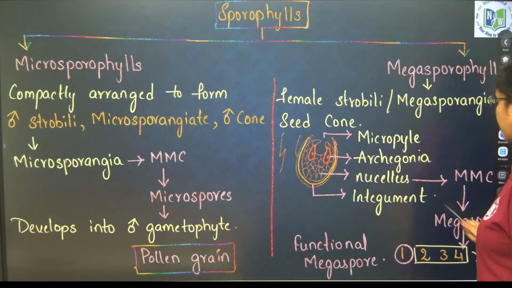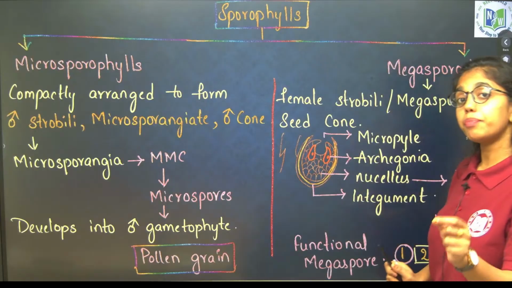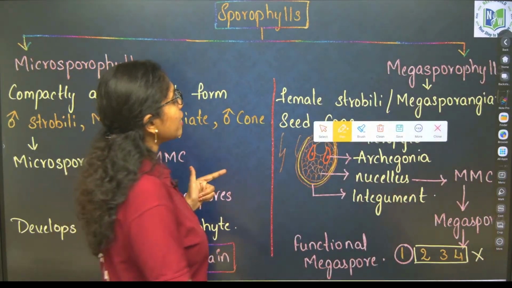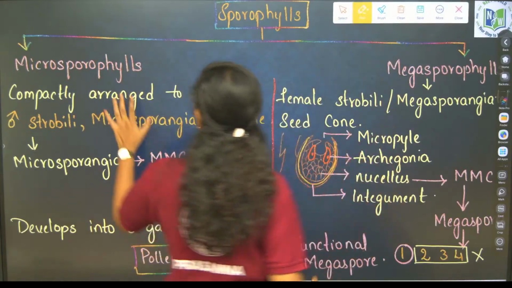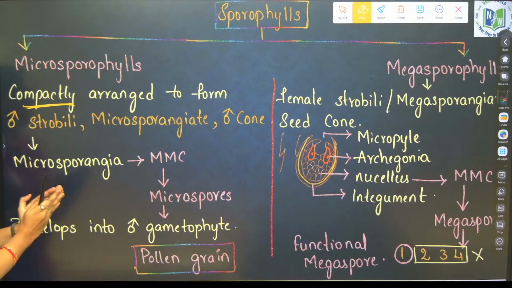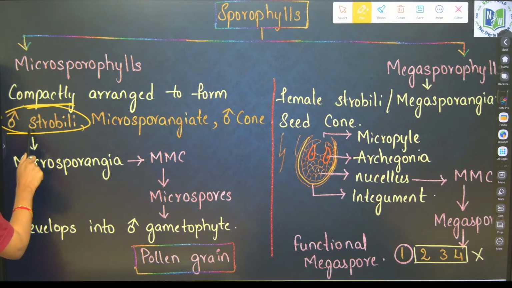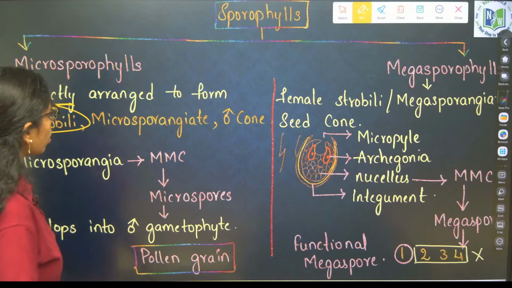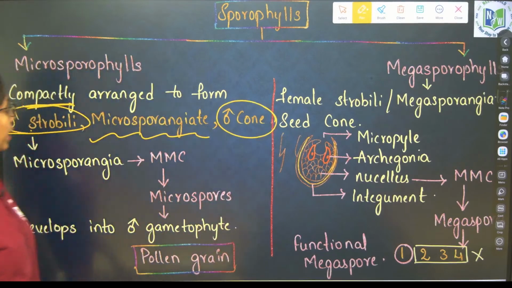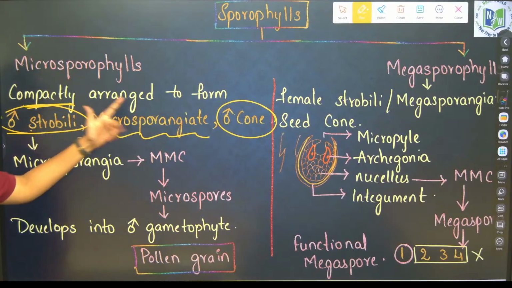Sporophylls, we have two types based on the type of spore it is carrying. We have microsporophylls and megasporophylls. Microsporophylls are compactly arranged to form what? Male strobili. Male strobili is also called microsporangiate or male cone.